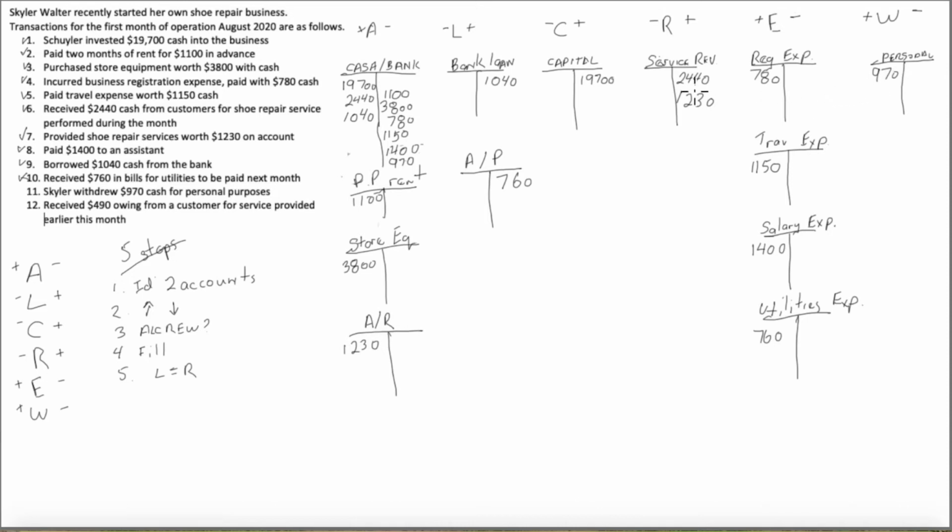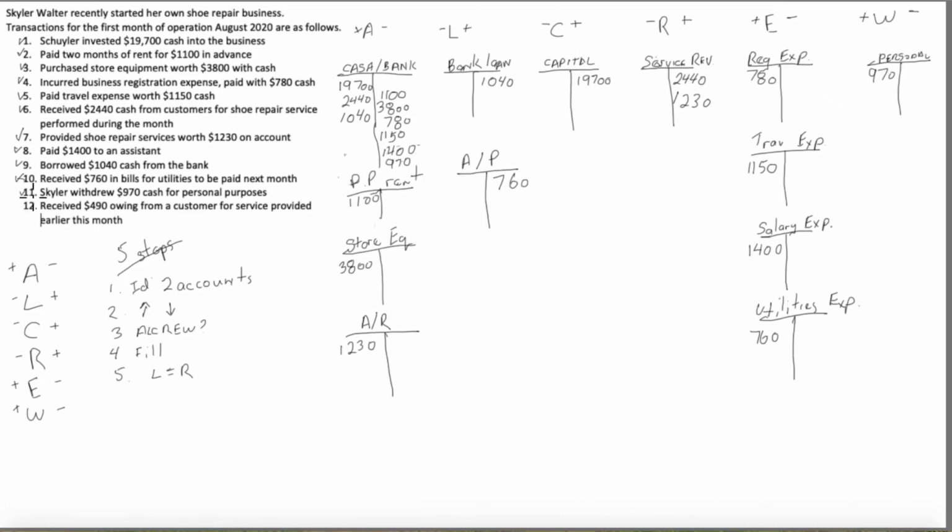All right. So check, that's done. And last but not least, received $490 owing from a customer. Remember, they put it on an account earlier up there. So they had received $490 owing from a customer for service provided earlier this month. All right, so we received money. So we received cash. Before, remember, they were going to owe us money. So remember, receiving is a good thing here. So that's excellent. We received the actual cash.